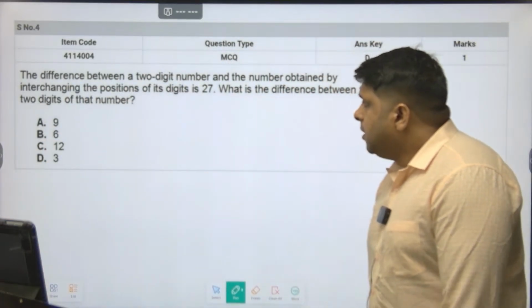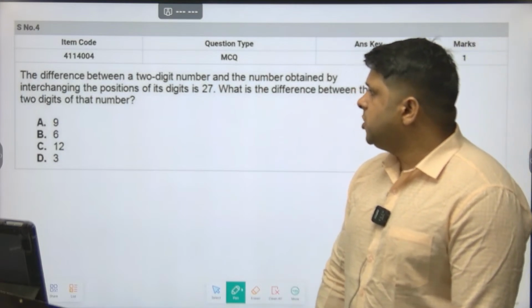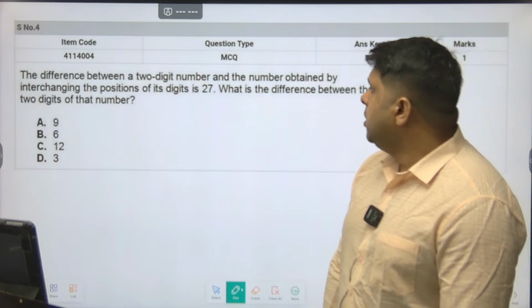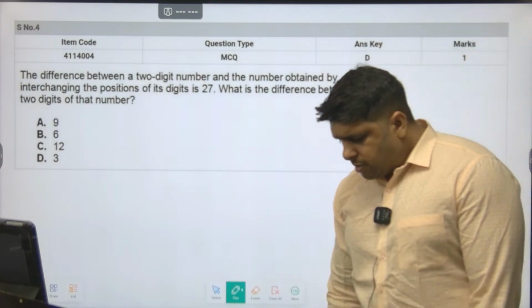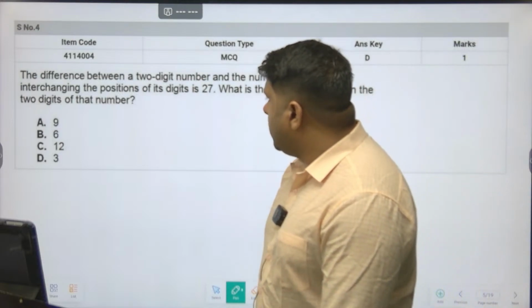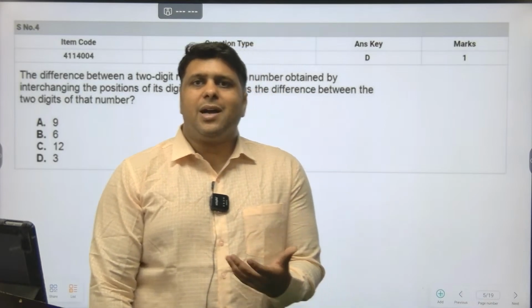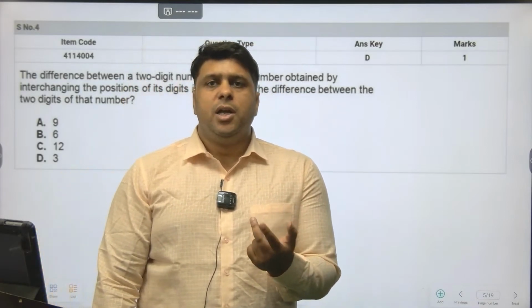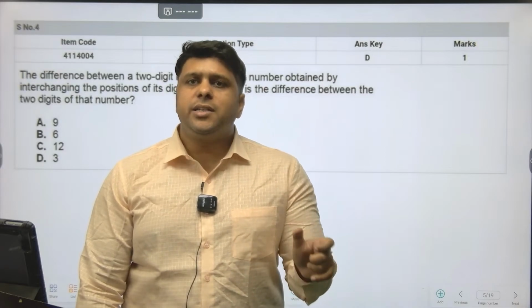Now here, the difference between a two-digit number and the number obtained by interchanging the positions of its digits is 27. What is the difference between the two digits of that number? This is again a very simple question. What do we have to do? We have to make a two-digit number first. In a two-digit number, we have one digit at units place and one digit at tens place.